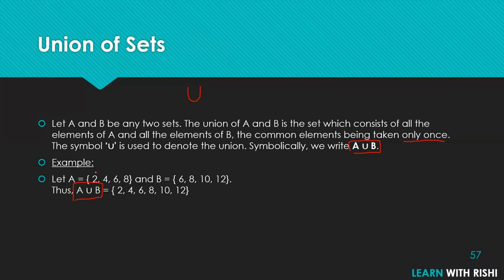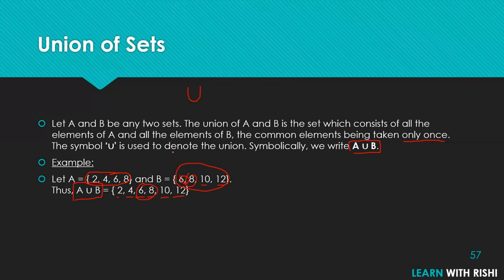Now here you can see A ∪ B. I will take all the elements from A, so 2, 4, 6, 8. I have taken all four elements from A, and I have to take all four elements from B as well. But you can see that elements 6 and 8 are common. They are present in A as well as B. So we will write both elements only once, not twice. We want only distinct elements. The next two elements, 10 and 12, are only present in B, so we write 10 and 12. So this will be my new set.